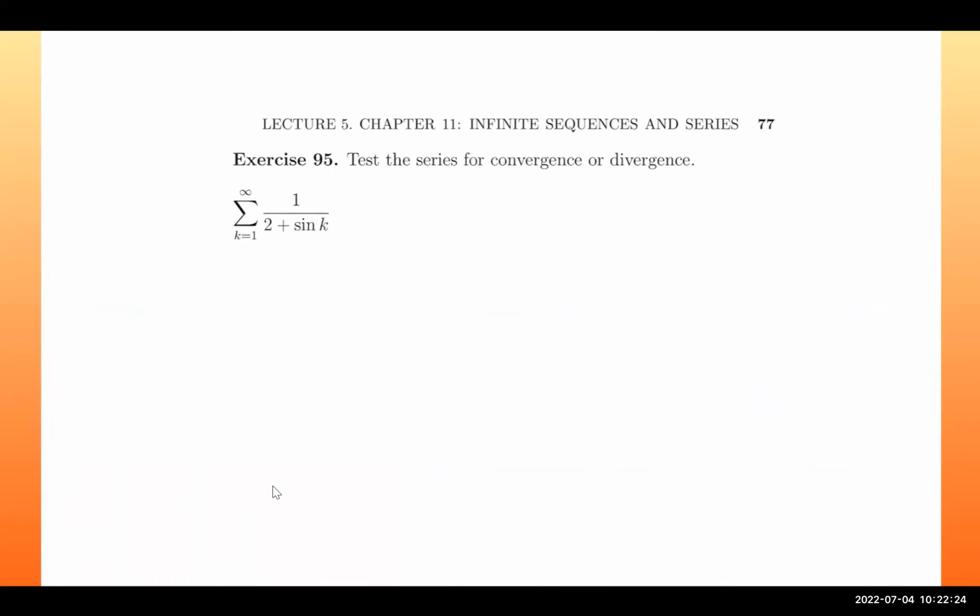All right, so this one is a little odd because of the sine. So the largest value that sine can be is 1. So if it's 1, you're going to get 1/3. And the smallest value it could be is negative 1, so the other value would be 1. So this is going to vary between 1 and 1/3. So we're going to use the test for divergence.